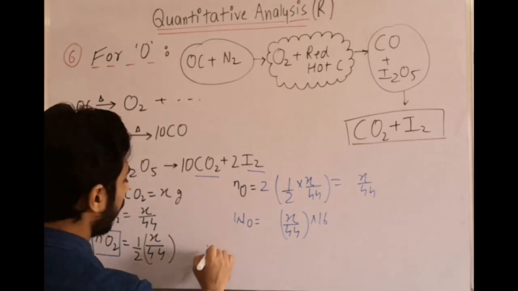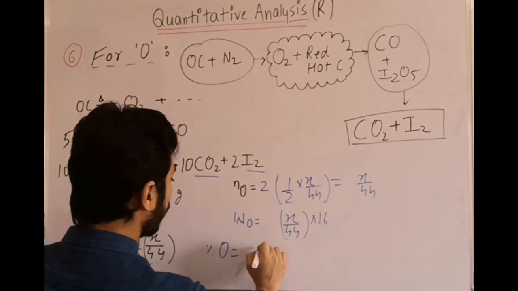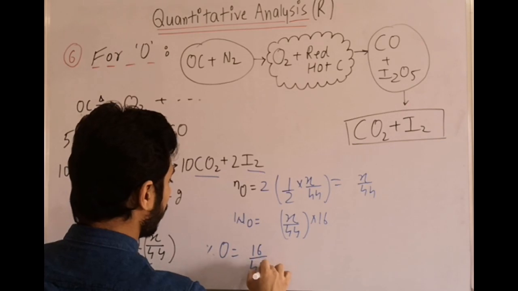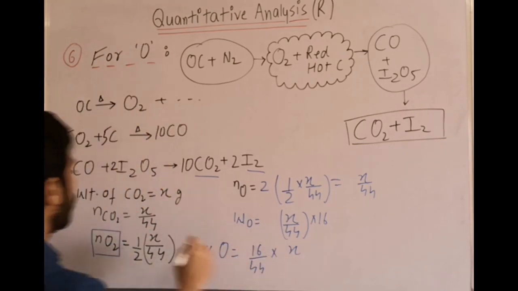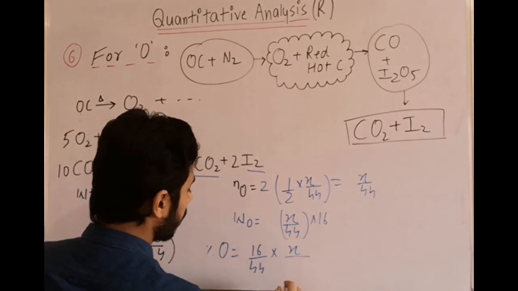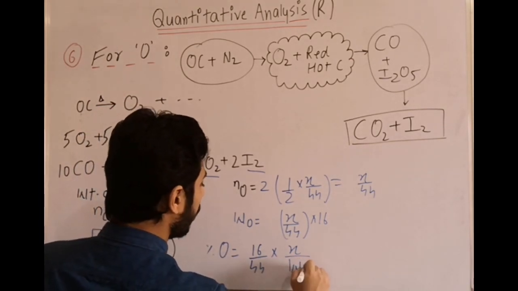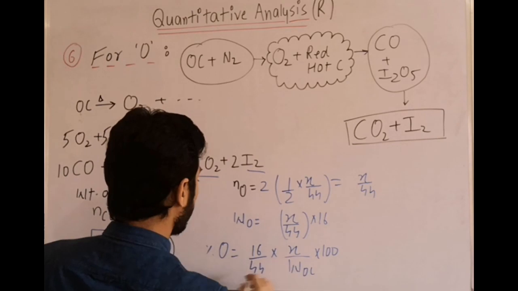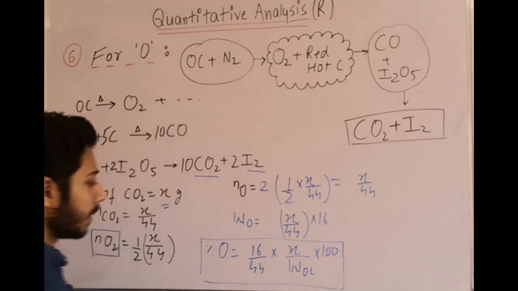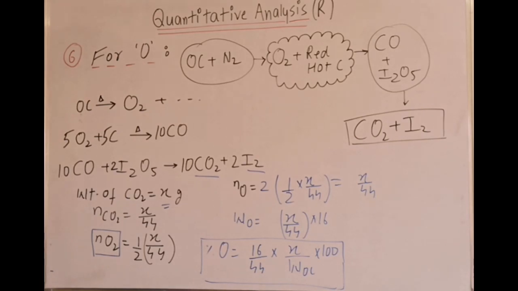So for finding the percentage of oxygen: the weight of oxygen, which is 16 upon 44 into x, which is the mass of CO2 given in the numerical if a numerical is asked, upon the weight of the organic compound into 100. So that is the formula to find the percentage or estimation of oxygen in the given organic compound.